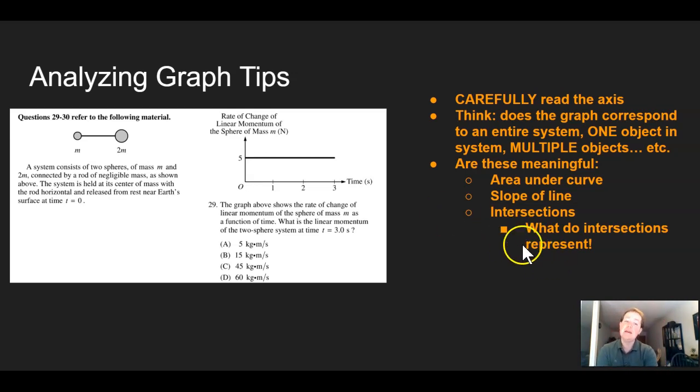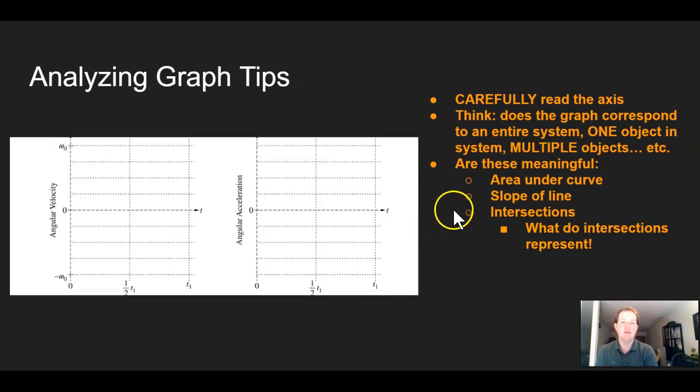The other thing, and we admittedly have not focused on this as much, is intersections. What do the intersections represent? It's really helpful to spend your time on that. And let's look at that mostly with this second example, or I'm actually going to have a third example in just a moment.